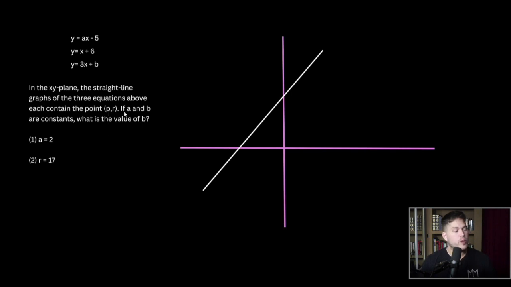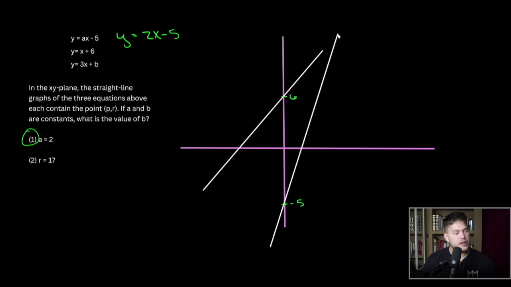And in the question, we're asked to find the value of b, such that a and b are constants. So statement 1 tells us that a is equal to 2. If a is equal to 2, then that implies that this equation is y equals 2x minus 5. And so if I graph this, of course this one had a y-intercept of 6. Here we have negative 5 down here. So let's just draw another line. Here will be something like this, and let's extend this line out so we have some point of intersection.